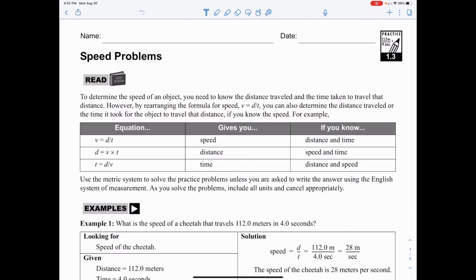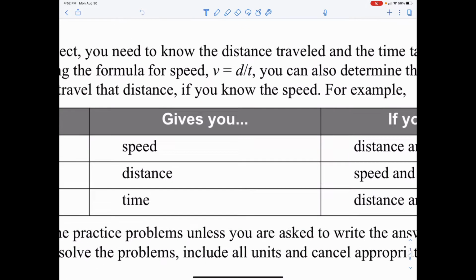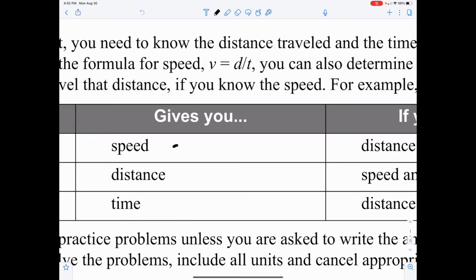To determine the speed of an object, you need to know the distance traveled and the time taken to travel that distance. However, by rearranging the formula for speed, that is v equals d over t, you can also determine the distance traveled and the time it took for the object to travel that distance if you know the speed, for example. A couple of things that you should know. One, if you're looking for speed, that measures how fast. Distance is measuring how far, and time is measuring how long.